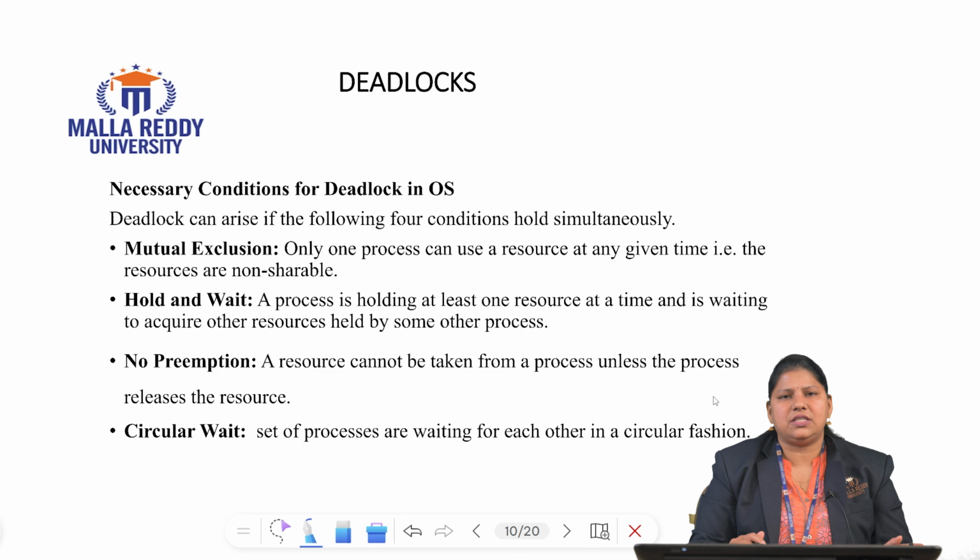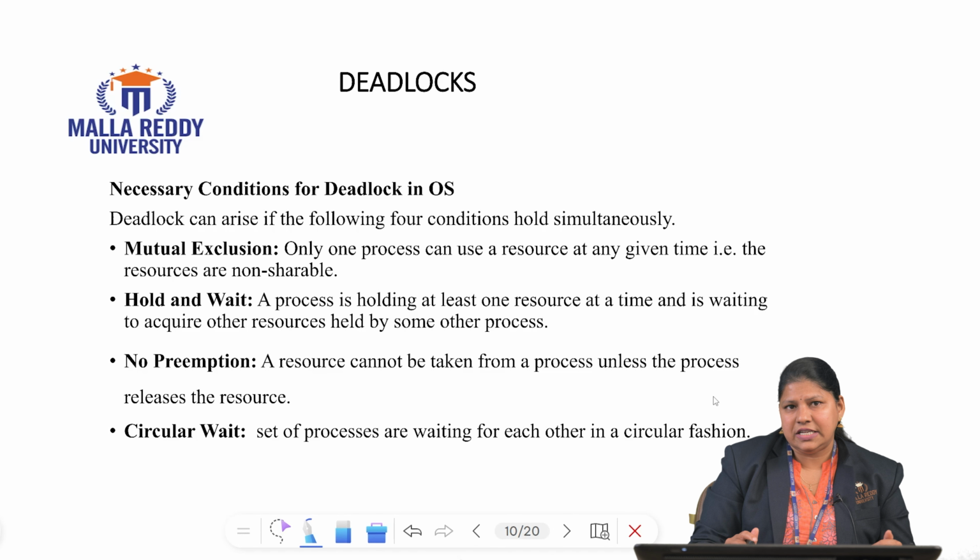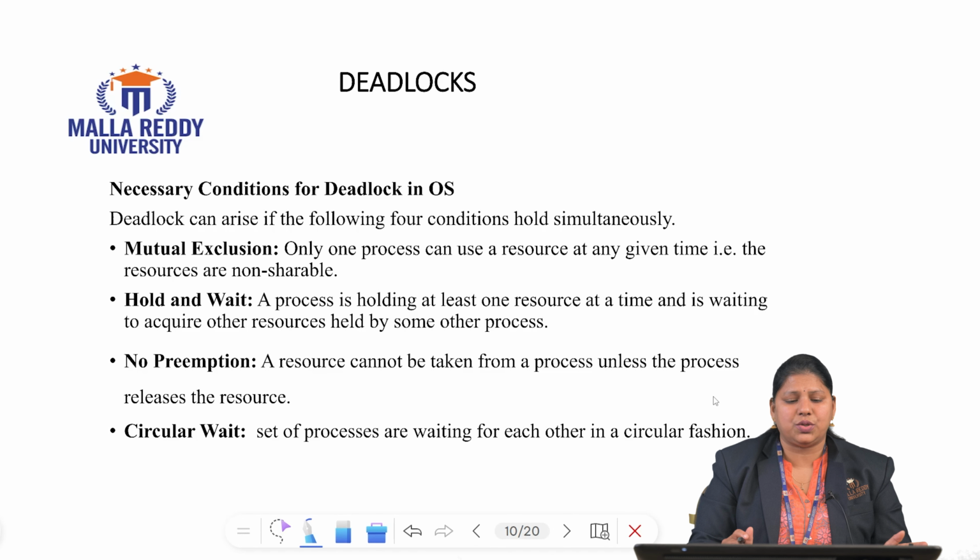And next, the third one is no preemption. A resource cannot be taken from a process unless the process releases the resource. So, what is preemption? Preemption is nothing but we can't stop any process forcibly. Only after the completion of the process can the resource be released. In the middle, it is not possible to release the resources.